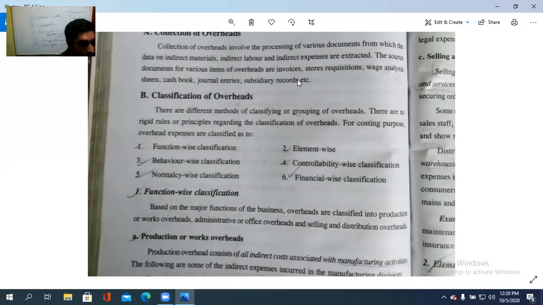So six types of overhead classification. One is the function wise classification, another one is the element wise classification, as we have seen in material cost, then behavioral wise classification, controllability wise classification, normalcy wise classification, and financial wise classification.